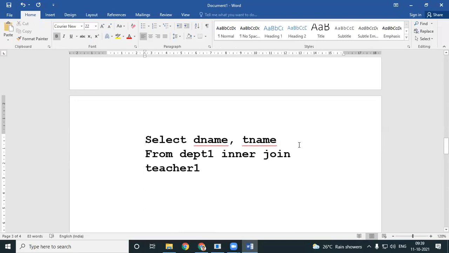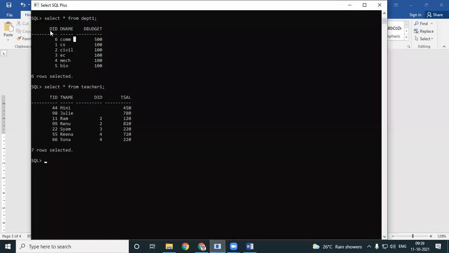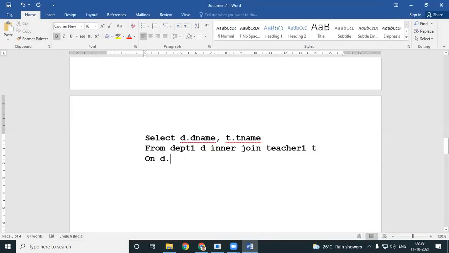Okay, because I'm using my inner join, I should be writing the on query. Okay, I should be writing the on, which are the connecting things. I'll write it like this. I'll use aliasing, department 1 D, teacher 1 T. D dot, T dot, using aliasing on, D dot, come back to my table, which are the connecting fields, D dot DID and T dot TID. So I write D dot DID equal to T dot TID.